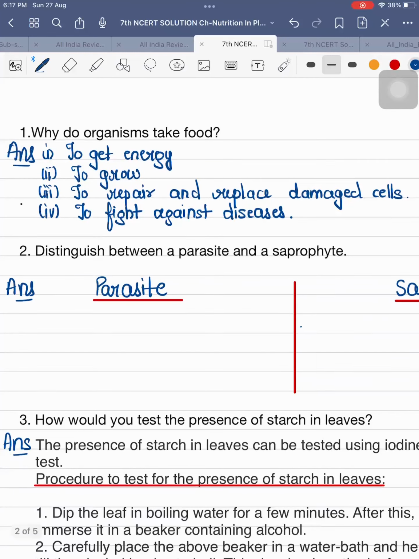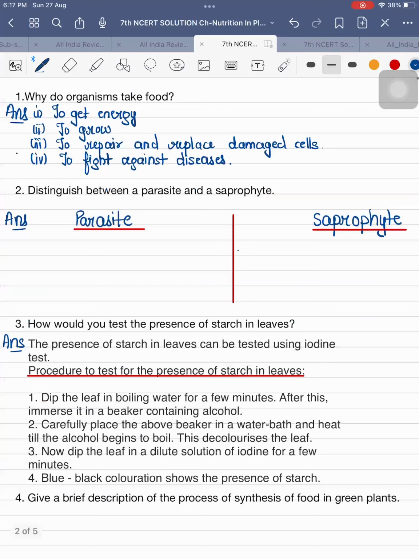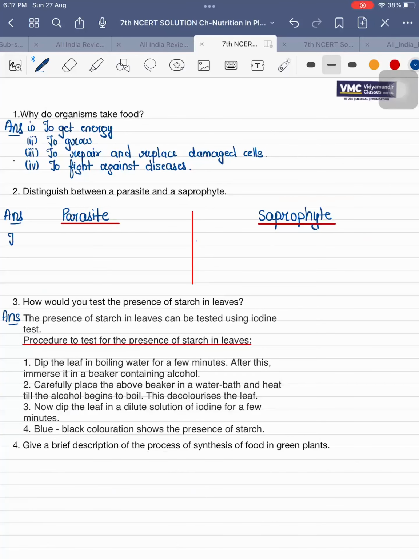Second question, distinguish between parasite and a saprophyte. So what is difference between parasite and saprophyte? Let's discuss. Parasites are those organisms, they live in or on a host. That is, they live inside an other organism or outside an other organism that we call host and get their food from them.